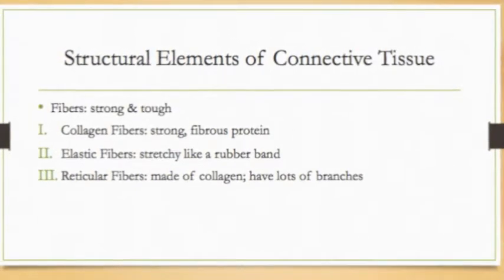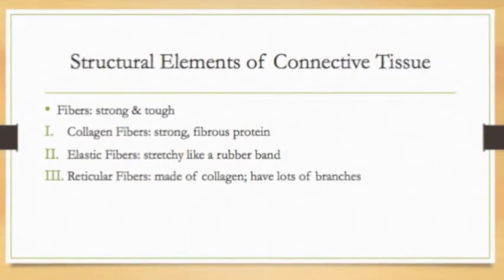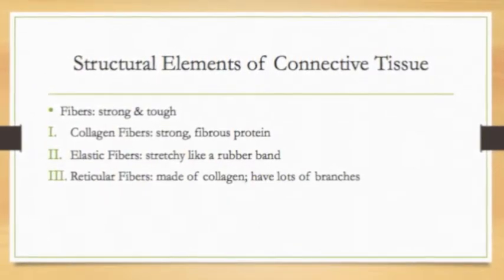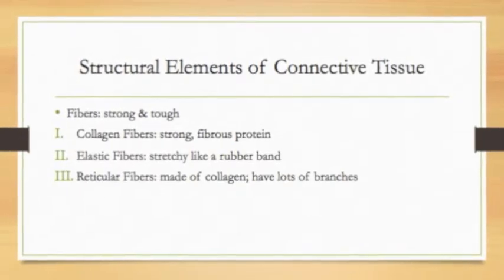Fibers: strong and tough. Collagen fibers are strong fibrous proteins. Elastic fibers are stretchy like a rubber band. And reticular fibers are made of collagen and have lots of branches.